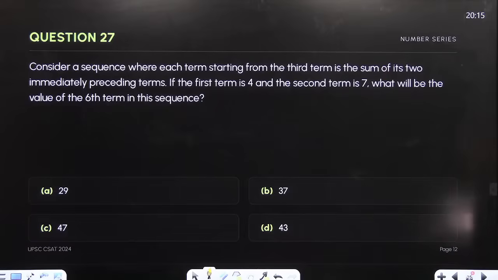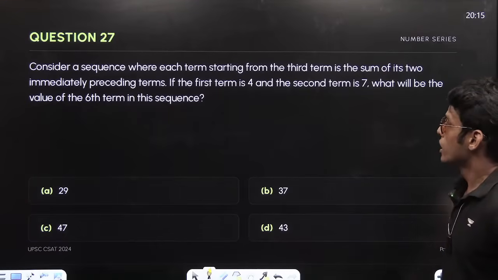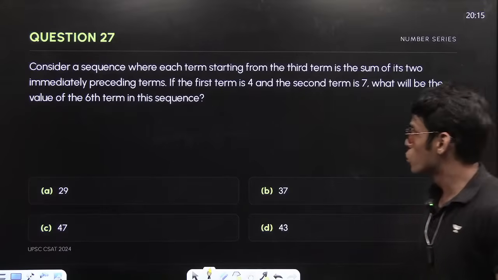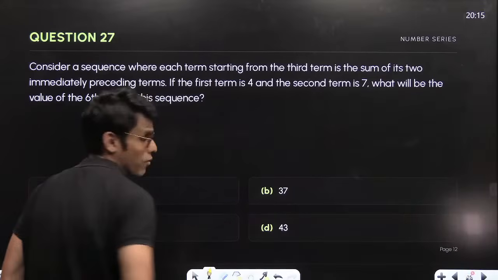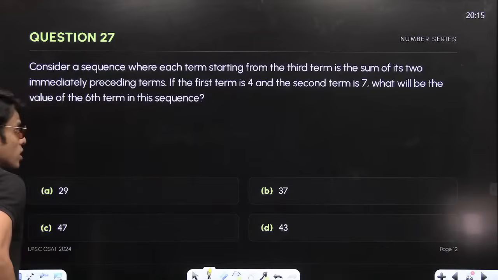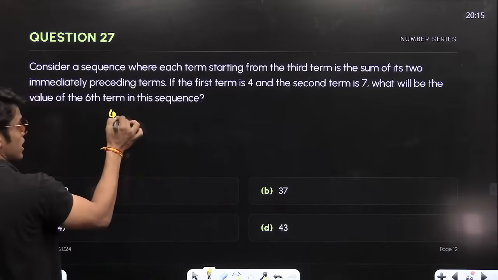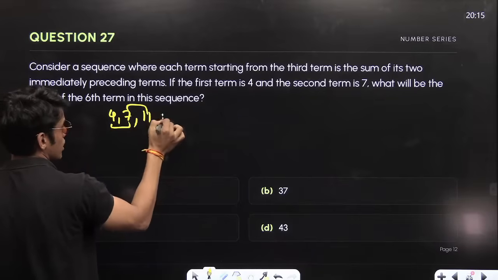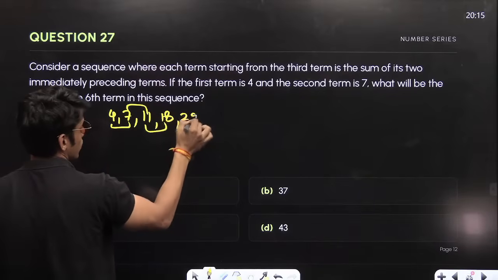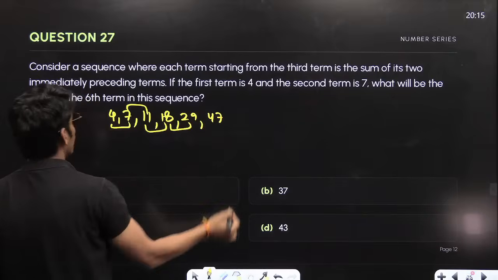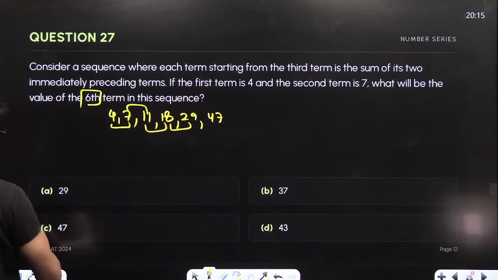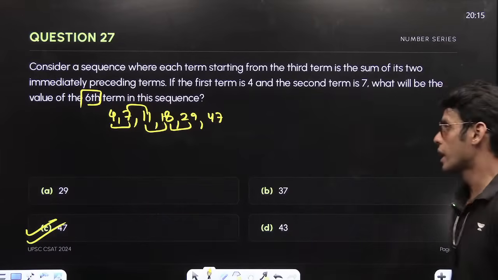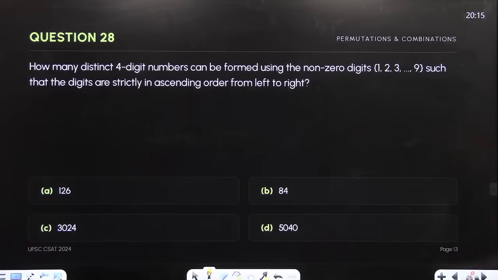Got it. Perfect. Problem number 27. Consider a sequence where each term starting from the third term is sum of its 2 immediately preceding terms. This is a Fibonacci sequence. If the first term is 4 and second is 7, then the next ones are just addition of these 2, then addition of these 2, then addition of these 2, then addition of these 2. What will be the 6th term? So 6th term is 47. It is basically a Fibonacci sequence, right? Let's move on. This was easy one again.